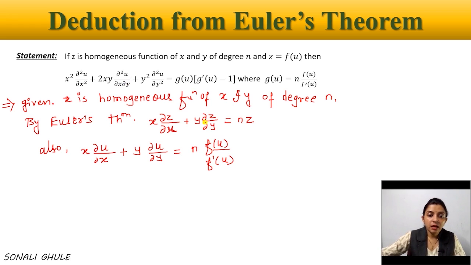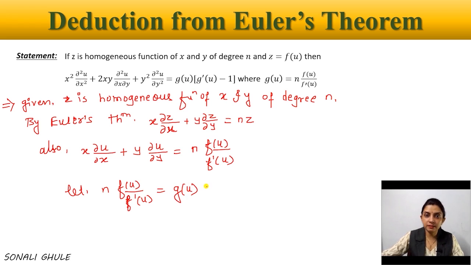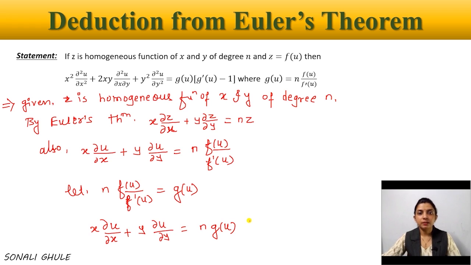Now I have to consider here: let n into f of u upon f dash of u be equal to g of u. Let's consider this value. So the equation then becomes x into ∂u/∂x plus y into ∂u/∂y is equal to n into g of u. I hope you all understand.